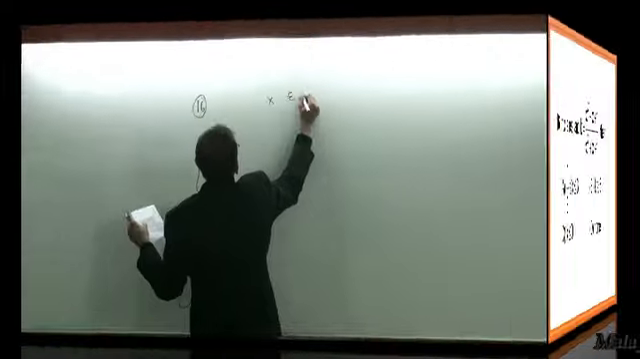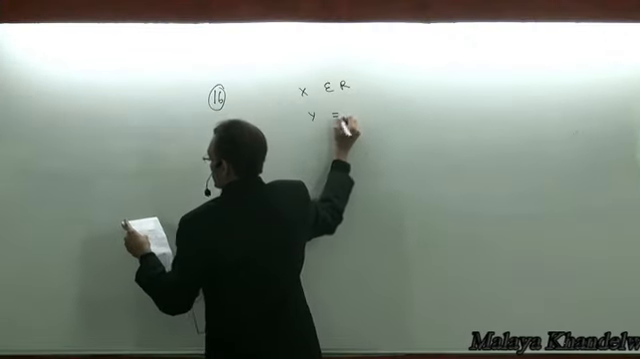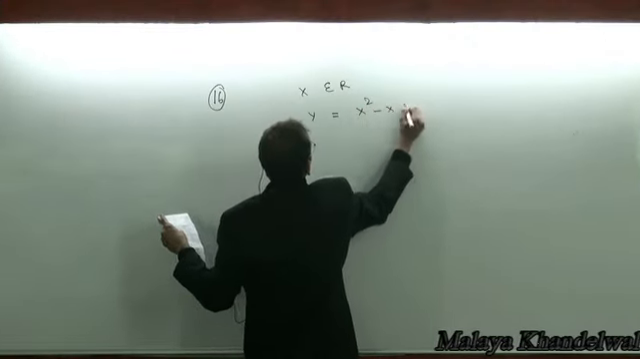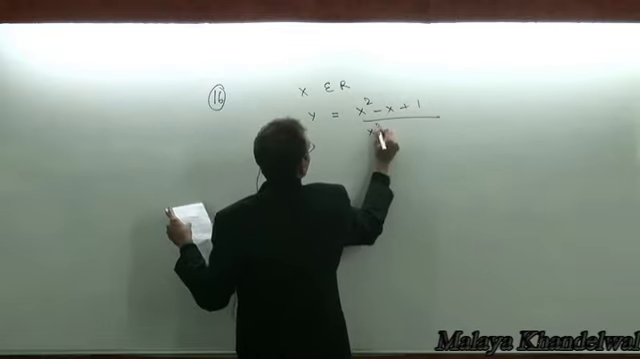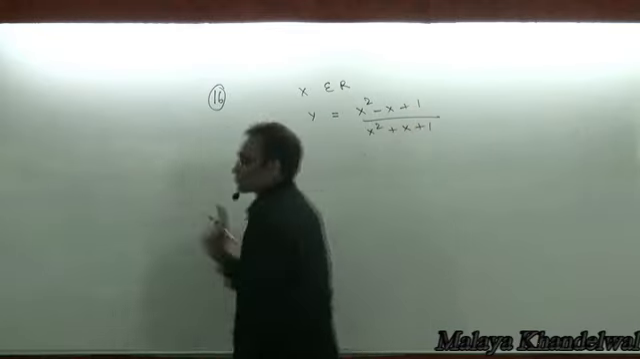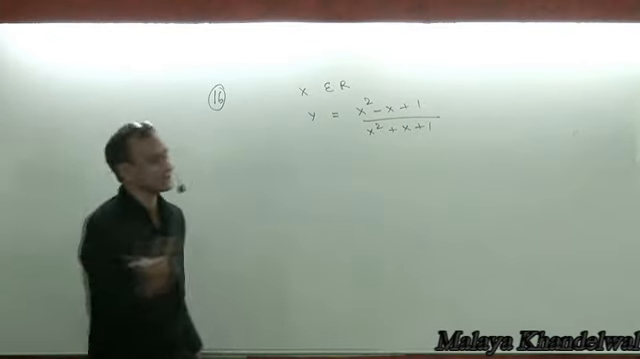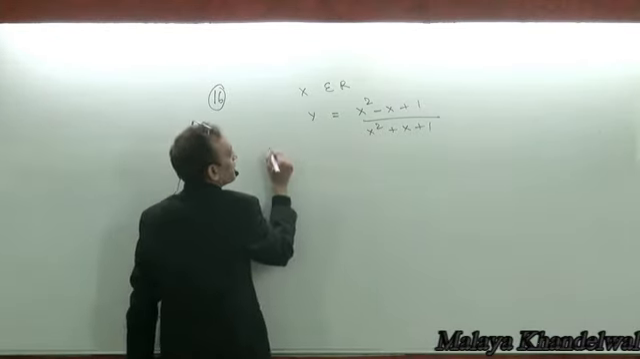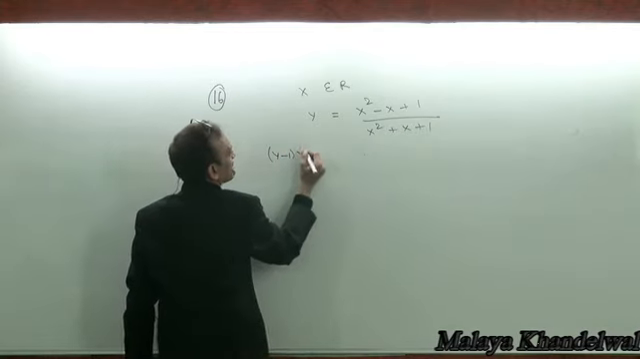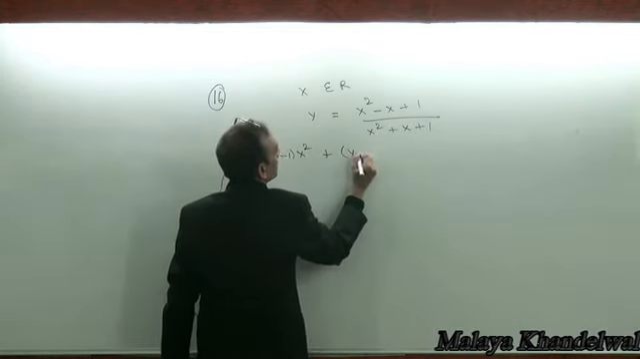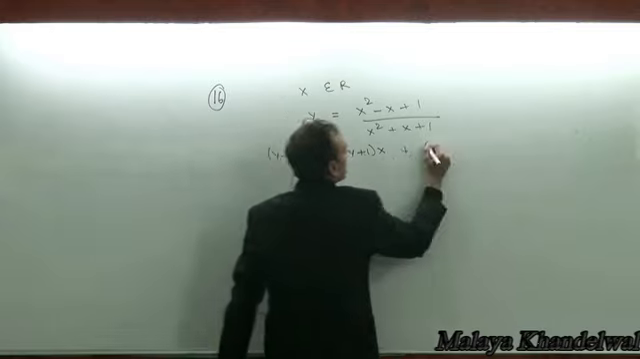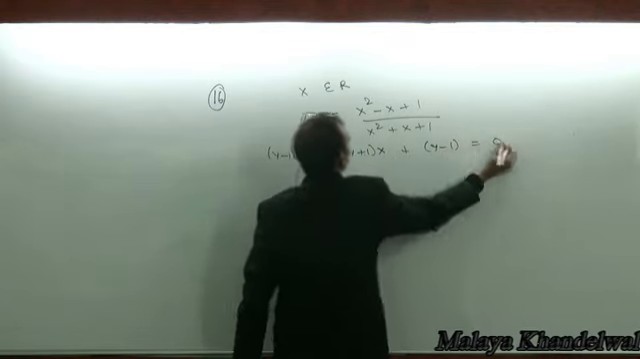X is a real number. We want to find the range of this expression, x squared minus x plus 1 divided by x squared plus x plus 1. Same thing like I told you, express it as a quadratic in x. So you end up getting y, if I cross multiply, x squared plus y plus 1 into x plus y minus 1 equal to 0.